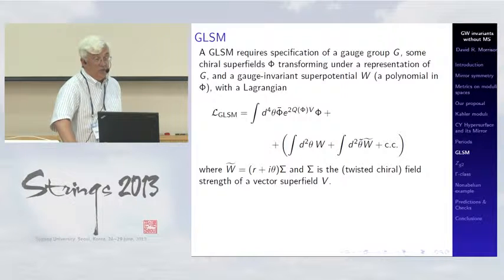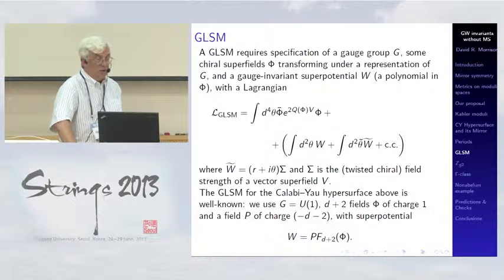And the Lagrangian is this very standard-looking Lagrangian, which also involves a twisted superpotential. In these theories, that's taken to be r plus i theta, including the FI term and a theta angle, which is paired with it in the supersymmetric version, where sigma is a twisted chiral field strength of the vector superfield for this gauge theory.